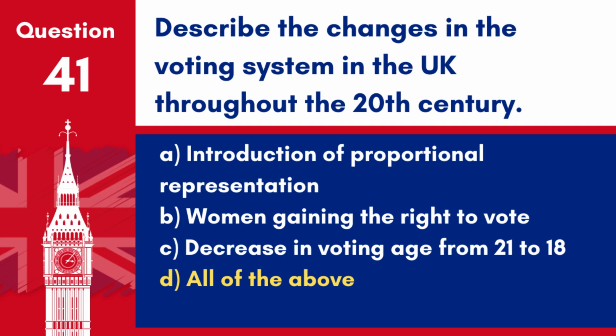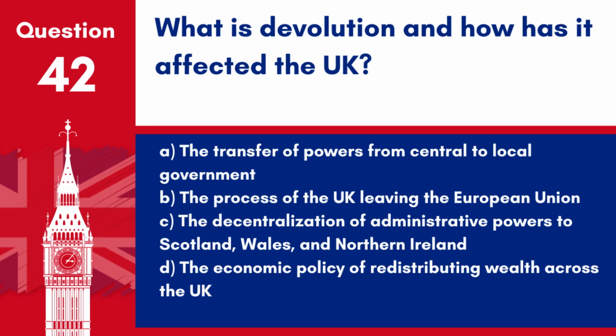Throughout the 20th century, the UK saw several significant changes in its voting system, including the introduction of some elements of proportional representation in certain elections, women gaining the right to vote, and the decrease in voting age from 21 to 18. Question 42. What is devolution, and how has it affected the UK?